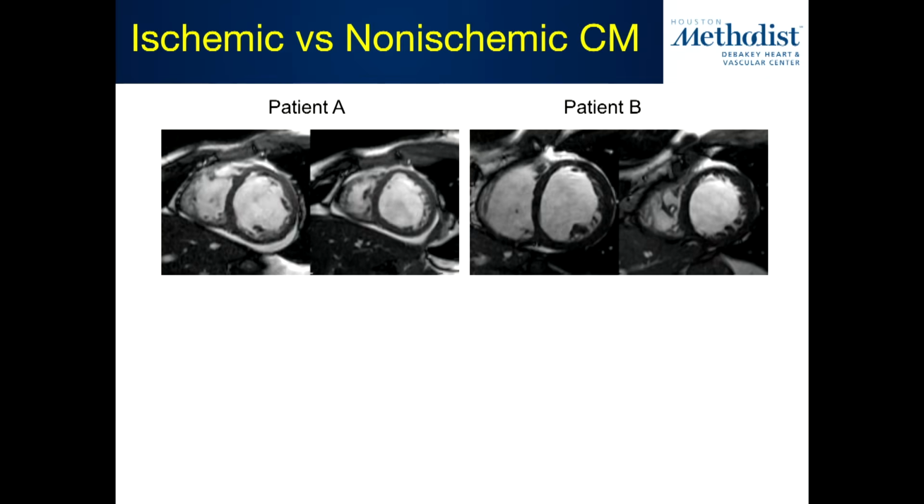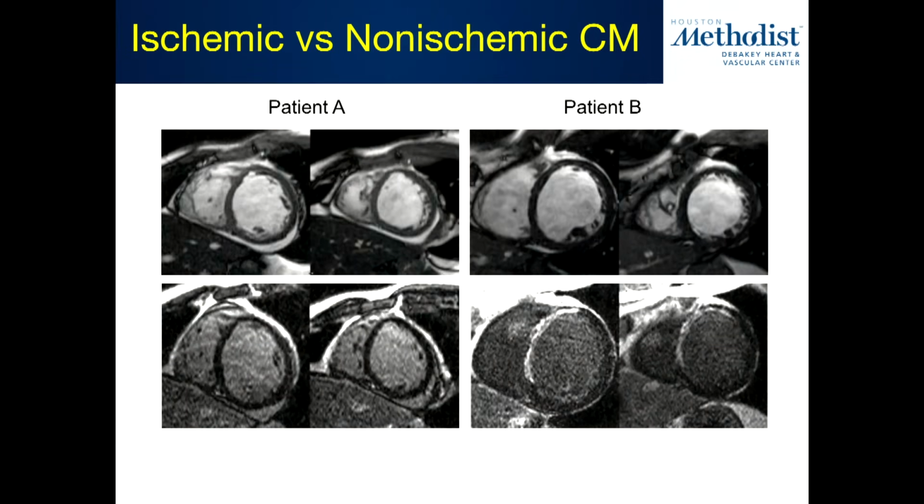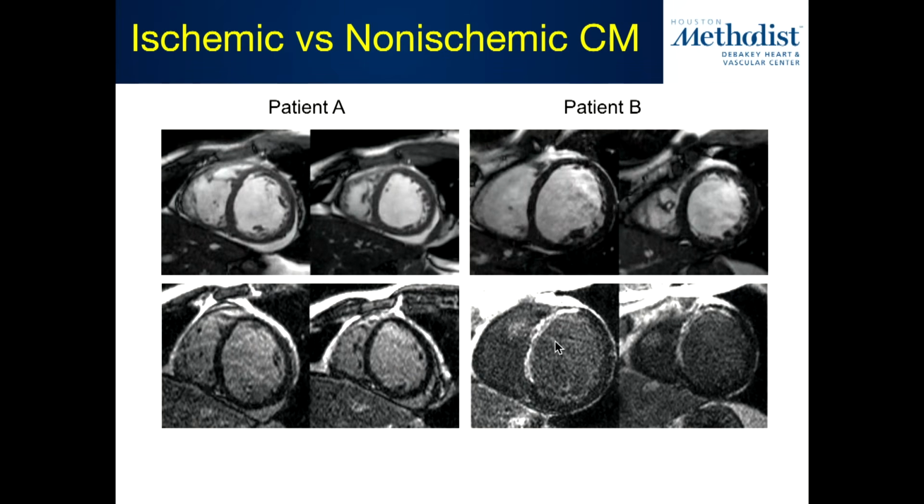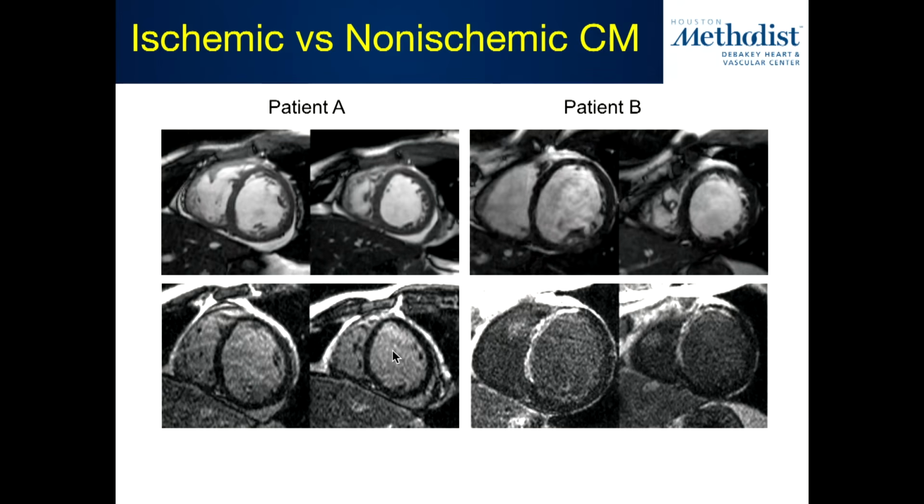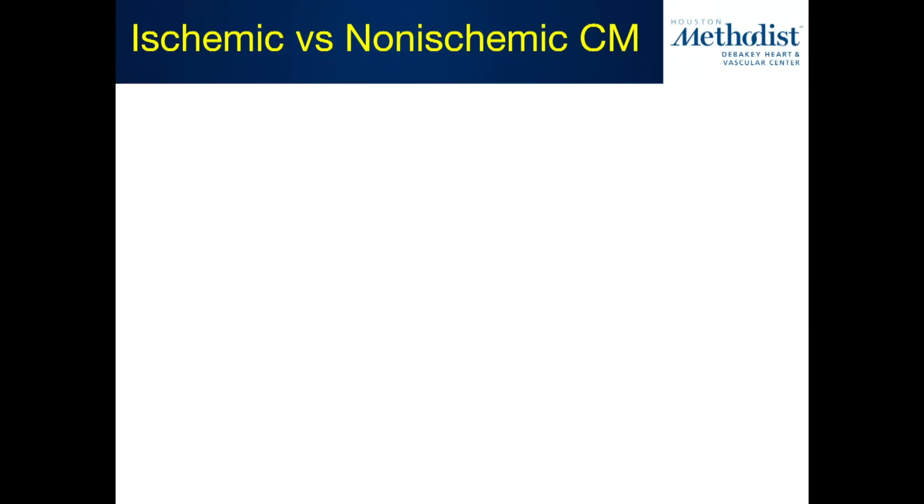Another example case where there's more regional dysfunction. In this case, both of these hearts are larger than the last two examples that I showed you. And again, just looking for regional dysfunction doesn't help with identifying ischemic or non-ischemic. But if we look at the delayed enhancement MRI, you can see on the right-hand side, this patient has transmural hyperenhancement, which corresponds to the LAD distribution. The patient on the left-hand side has no evidence of hyperenhancement at all. And in fact, by cath, the patient on the right had occluded LAD. The patient on the left had no coronary disease.